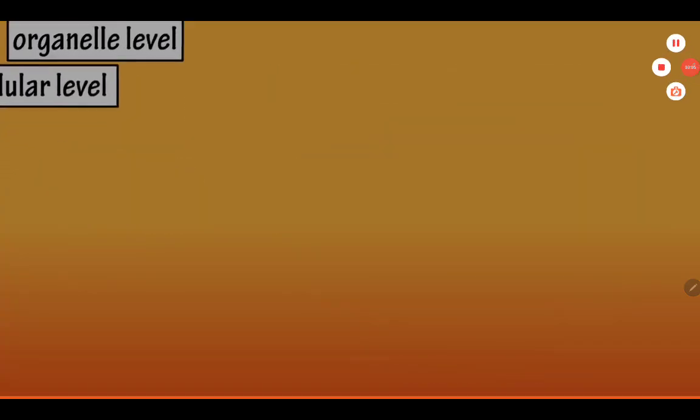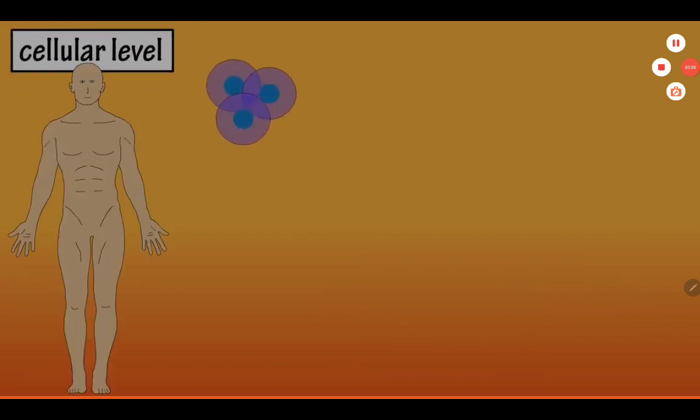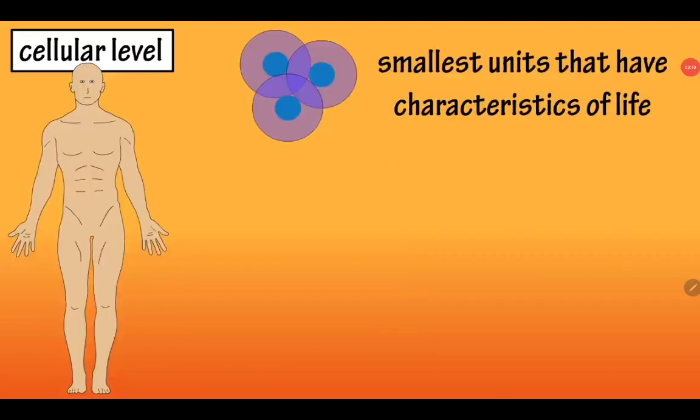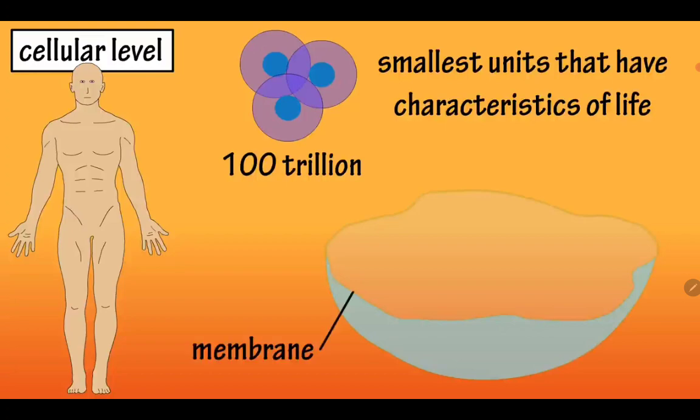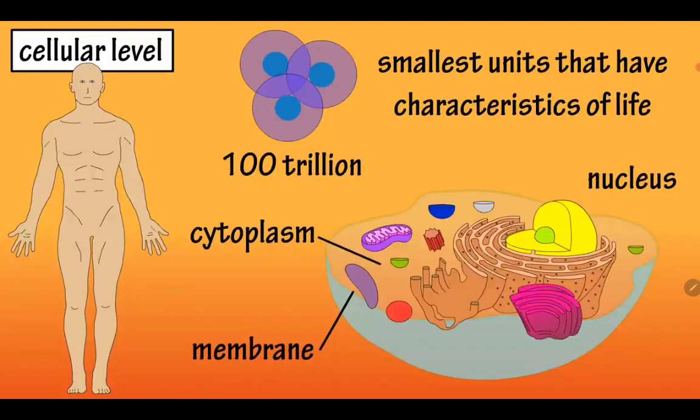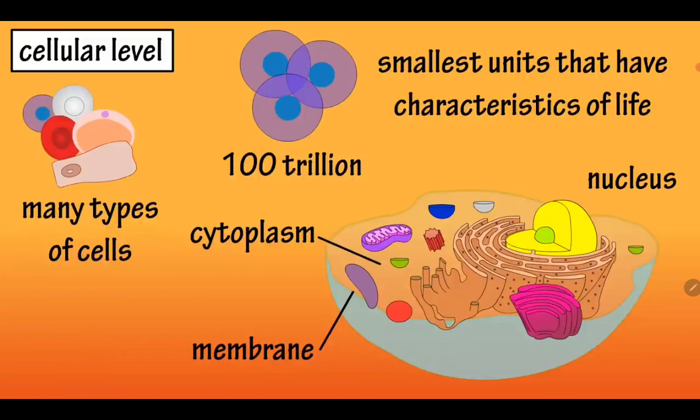The cellular level is next. Cells are the smallest unit in the body that shows the basic characteristics of life. It's estimated that the body has around 100 trillion cells, and each cell is made up of a membrane, a nucleus, and a cytoplasm that houses the organelles that are required for the cell to function properly. There are many different types of cells in the body that perform different functions in the body.